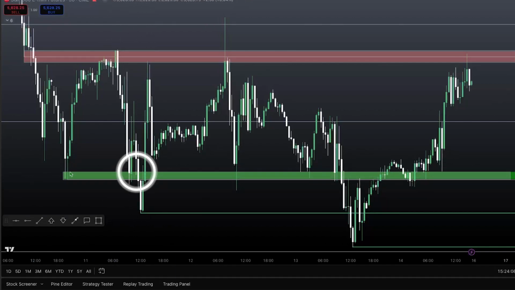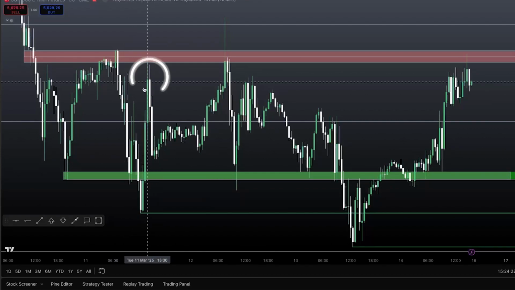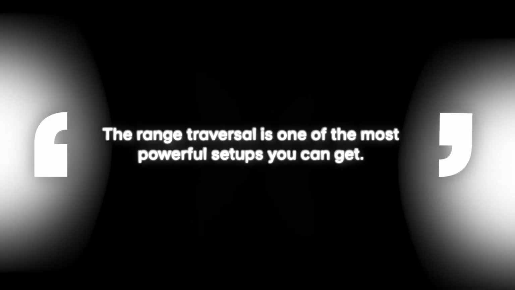The best trades off of these structures are when price tests underneath one side and then is unable to continue and traps, or a look below and fail of the range lows, which then favors a traversal all the way up towards the range highs. The range traversal is one of the most powerful setups you can get.